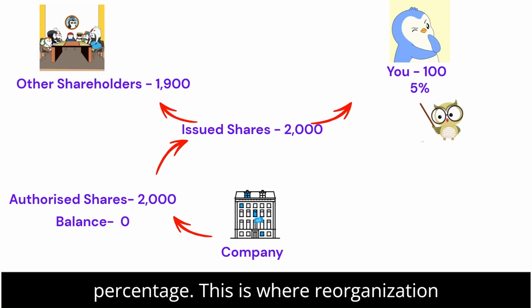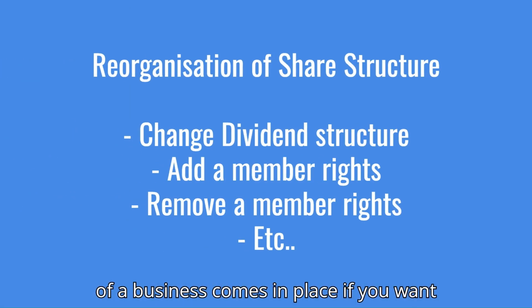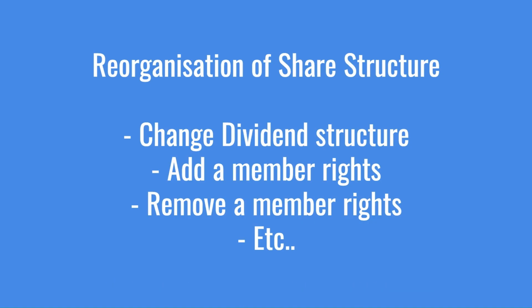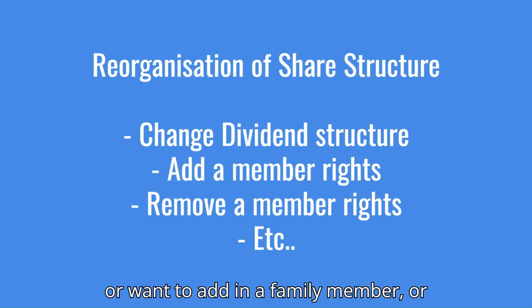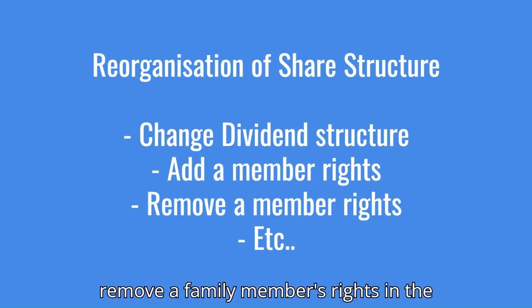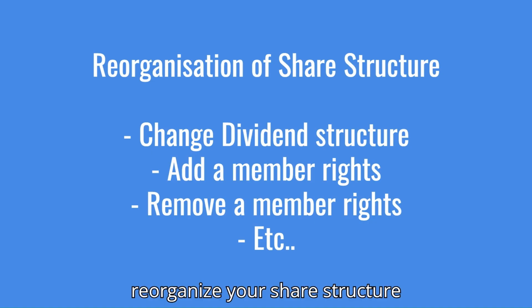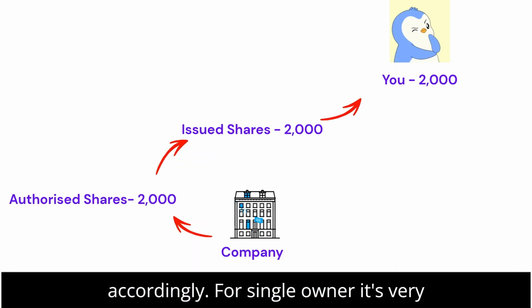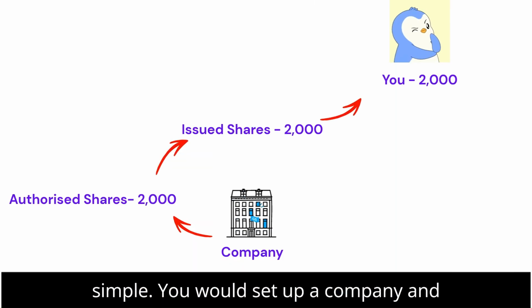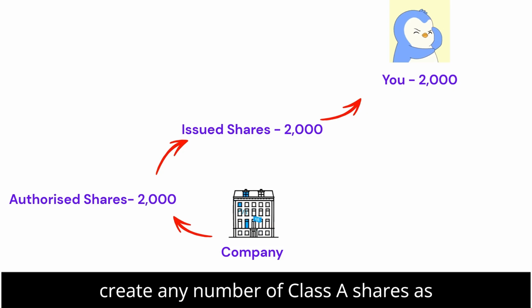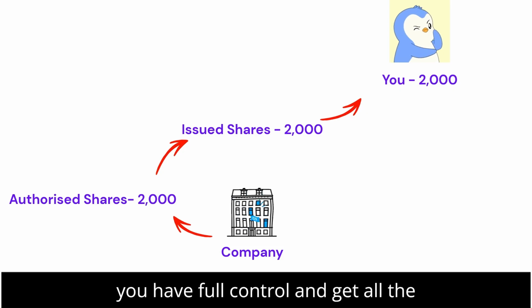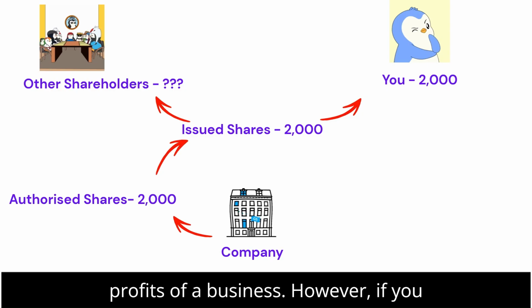your percentage. This is where reorganization of a business comes into place. If you want to change the way dividends are issued, or want to add in a family member, or remove a family member's rights in the business, etc., then you will need to reorganize your share structure accordingly. For a single owner, it's very simple. You would set up a company and create any number of Class A shares, as you have full control and get all the profits of the business.